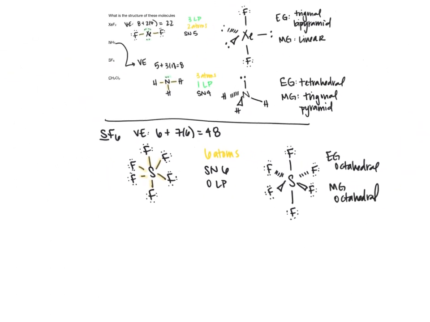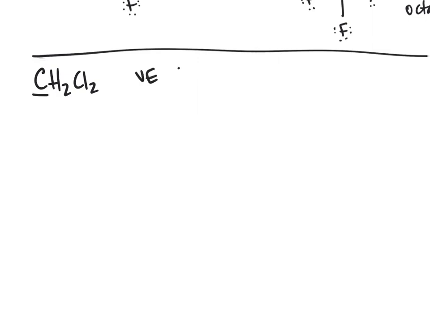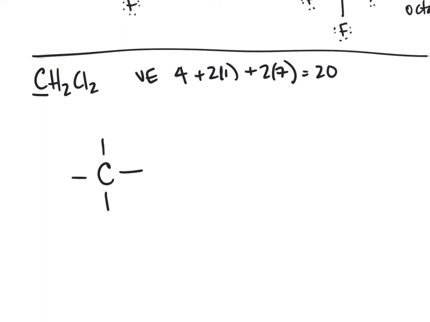So our last example is CH2Cl2. Our valence electrons in this case are 4 plus 2 times 1 plus 2 times 7, which equals 20. So we're going to put our carbon in the center. We have 2 hydrogens and 2 chlorines. We're going to use the remaining electrons for this. Everyone has an octet. This is a good structure.